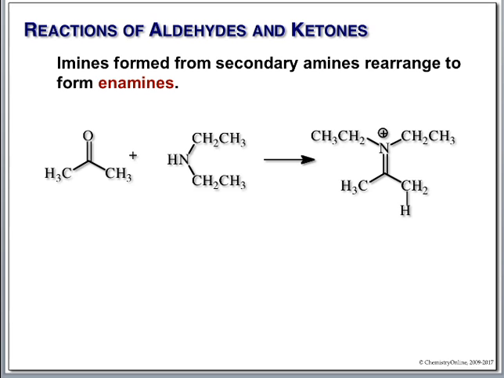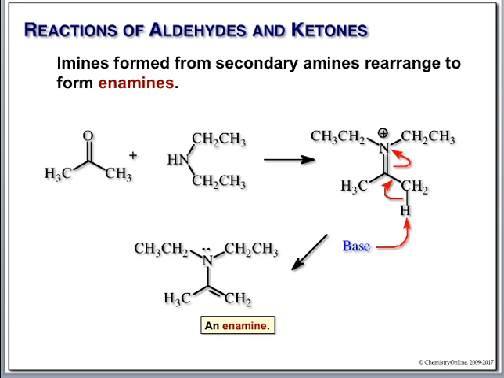Now this is unstable, isn't it? Sort of, because it's charged, doesn't want to be charged. But it can become neutral by losing an alpha hydrogen. Base pulls this off, and we get this guy. And we will call this an enamine. Alkene amine.